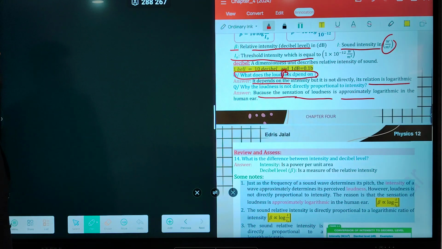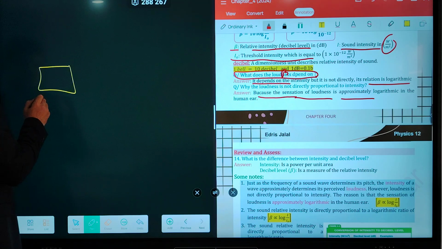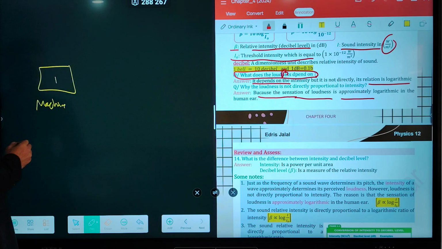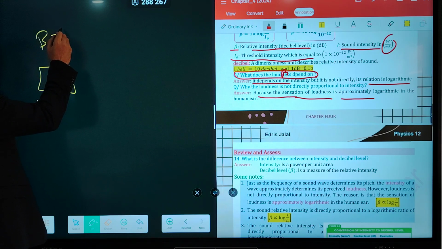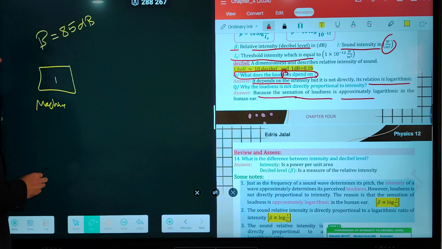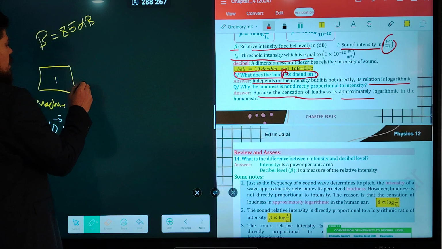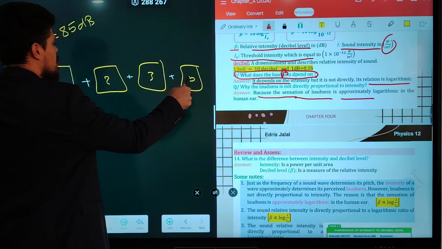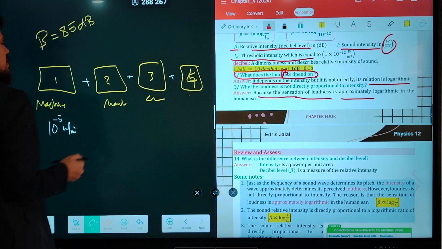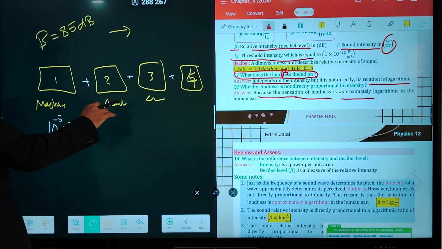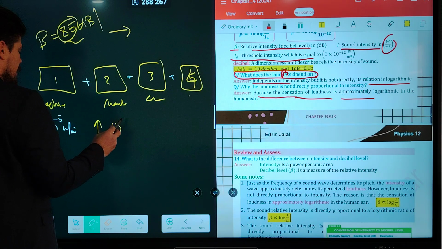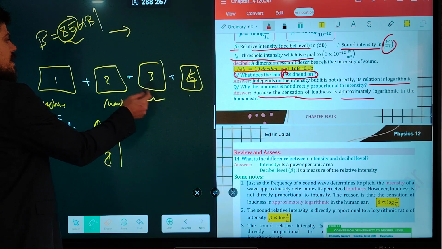For example, if one generator or machine is working, its loudness or decibel level is approximately 85 decibel, with the intensity, for example, 10 power negative 5 watt per meter square. If we add three machines, what happens to beta? The decibel level is not directly proportional. We cannot say 3 times 85. The intensity gets higher when the number of machines increases.